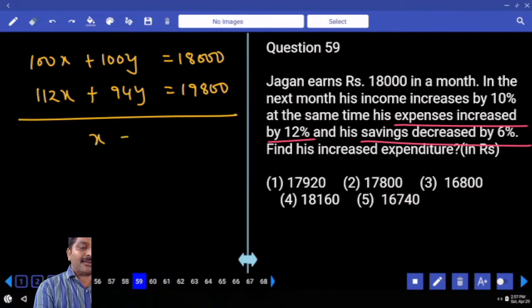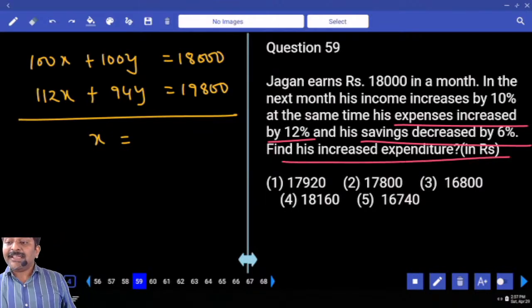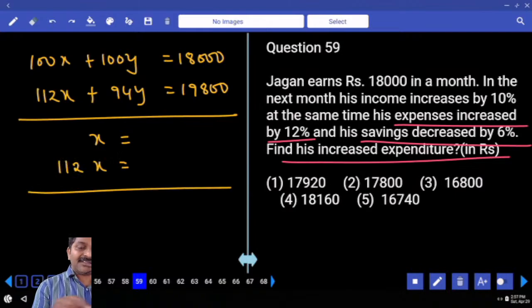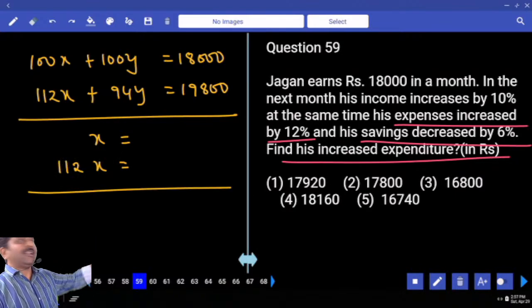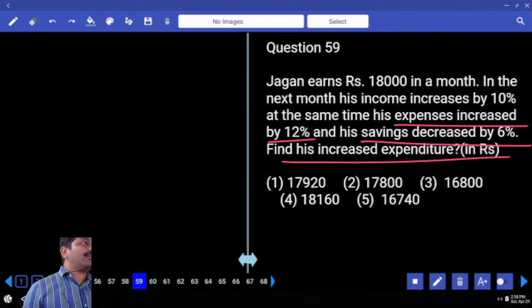We need to solve for the value of x, and the question is about increased expenditure, which is 112x. This is what we need to calculate. But will it take time or not? Yes or no? So many people try using this method. Let us not go for it.